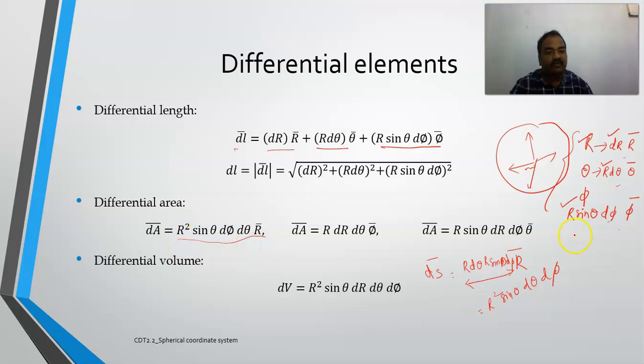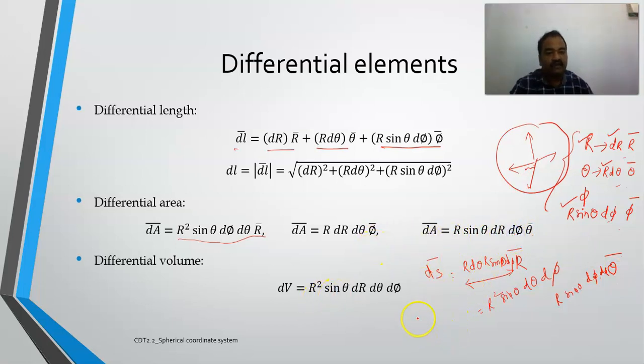Similarly, if I want a surface area in theta, it remains constant and the other 2 will be varying. So it will be R sin theta d phi into dr. This is for theta. Like this for the other one also.